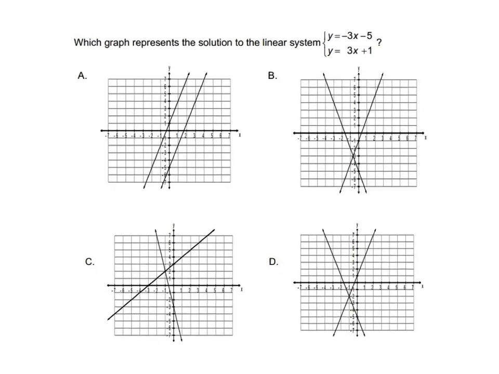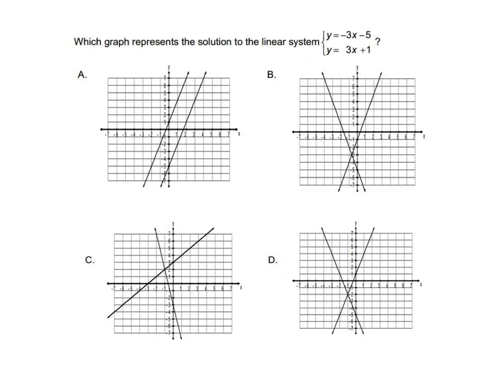All right, lastly, which graph represents the solution to the linear equations? Well, let's find out. One of them has got to have a negative 5. So that's got a negative 5, so that's in the running. This is a negative 5, it's in the running. This one does not have a negative 5 y-intercept. This one does. So I'm going to take C out right now.